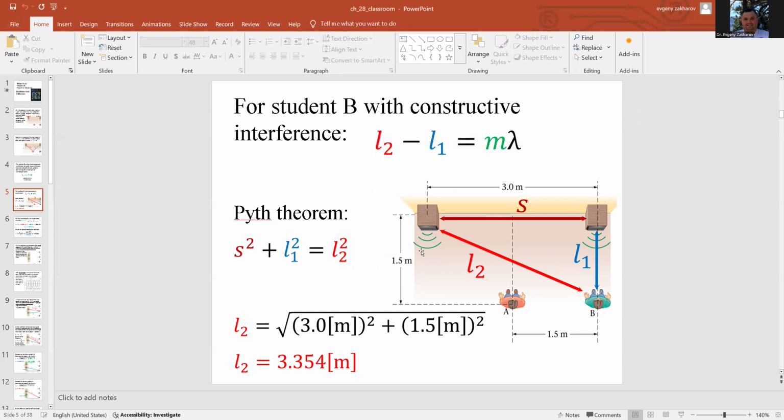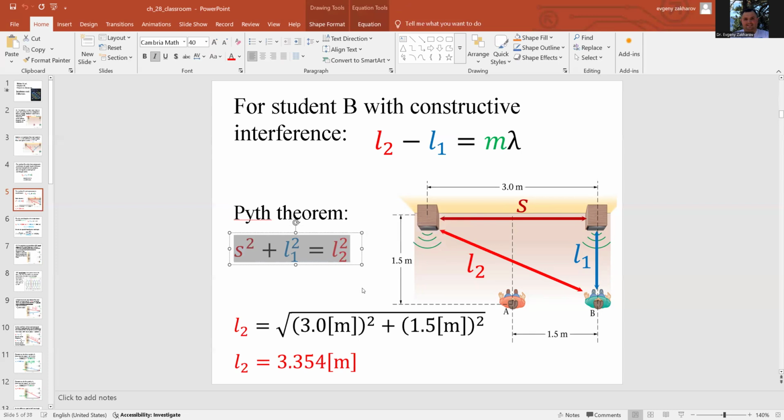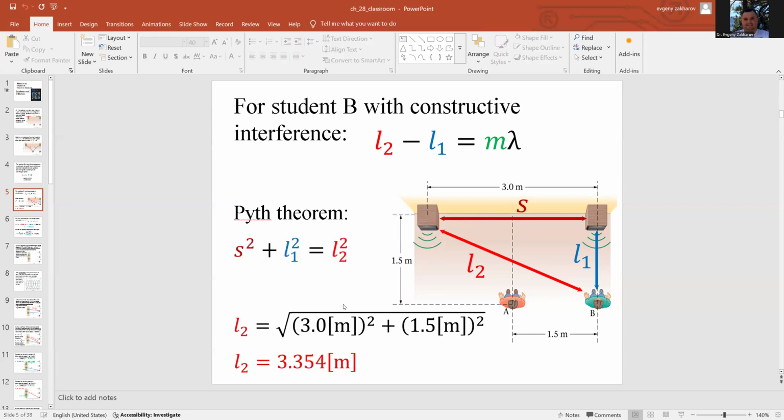And take a look at the Pythagorean theorem here. You got a right triangle. L2 is the hypotenuse, and S and L1 are the sides of the right triangle. So side squared plus side squared is the hypotenuse squared. Here we go. Solving for the hypotenuse, you get the distance to the loudspeaker on the left.